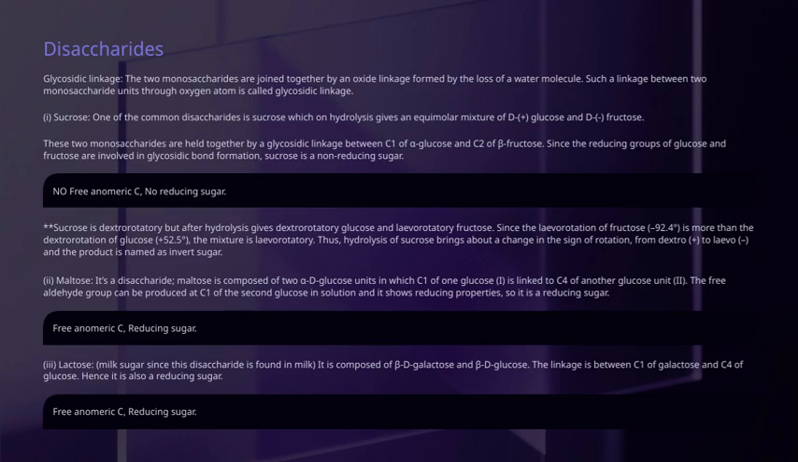Finally, the glycosidic linkage is a key concept here. It's the bond formed between 2 monosaccharides through an oxygen atom, resulting from the loss of a water molecule. This linkage is fundamental in forming disaccharides and other complex carbohydrates, connecting the monosaccharide units into larger structures.